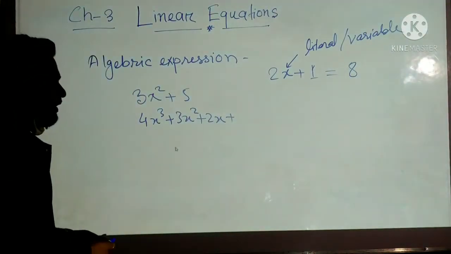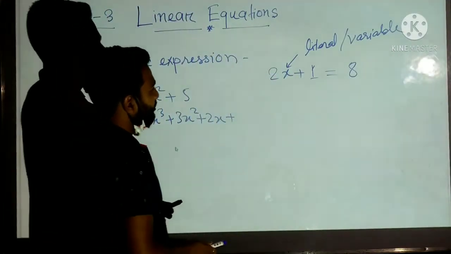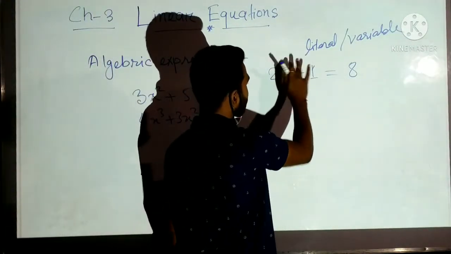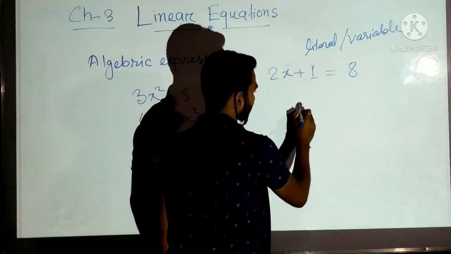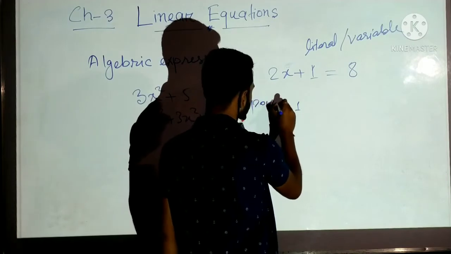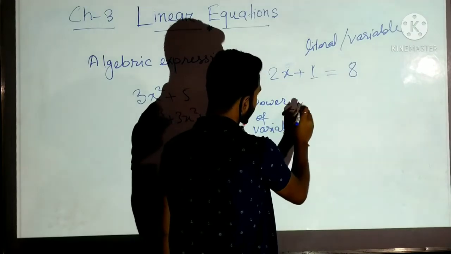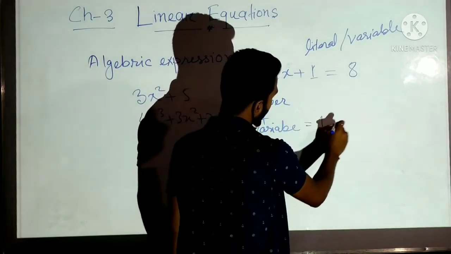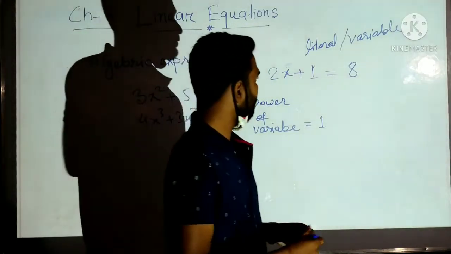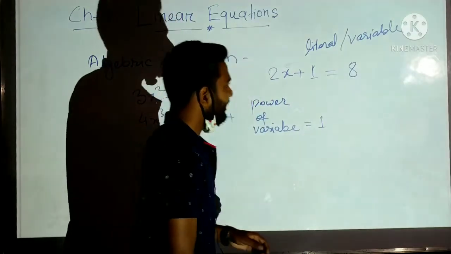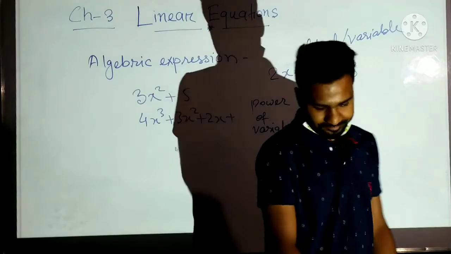Okay. Now here if we look at this example, the highest power of variable, that is highest power of x, is 1. So if the highest power of the variable is equal to 1, then we say that it is a linear equation.